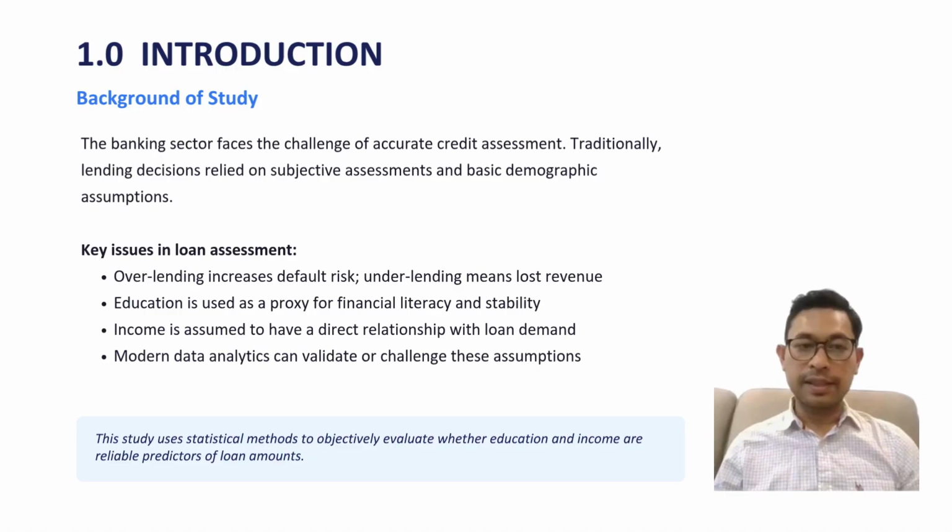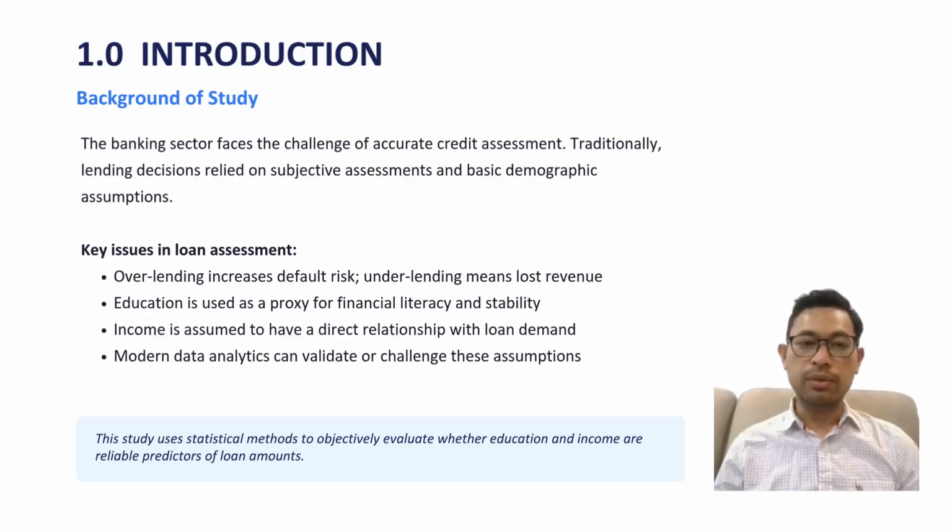Moving to the introduction, the banking and financial sector revolves around credit intermediation, which is the process of channeling funds from depositors to borrowers. However, lending always carries credit risk. Traditionally, banks rely on subjective assessment and basic demographic assumptions to decide how much to lend. But today, the industry has shifted towards data-driven decision-making using big data and statistical software.